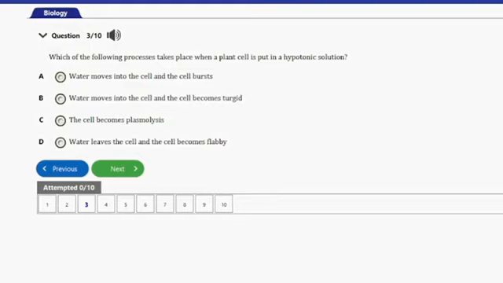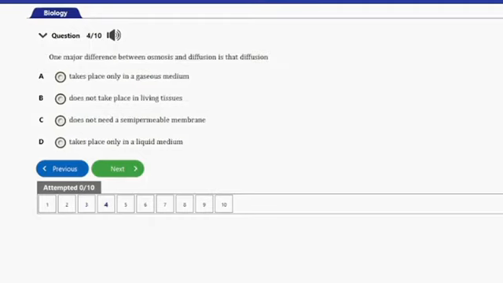A hypotonic solution is a solution that has a lower concentration than that of the cell. If you put a cell into a hypotonic solution, water will move from where there is less concentration of solids to where there is more concentration of solids. Which means water will move from the surrounding environment into the cell and cause it to become turgid. That's the answer to this question, option B. Let's go ahead and consider the next question, question number 4.